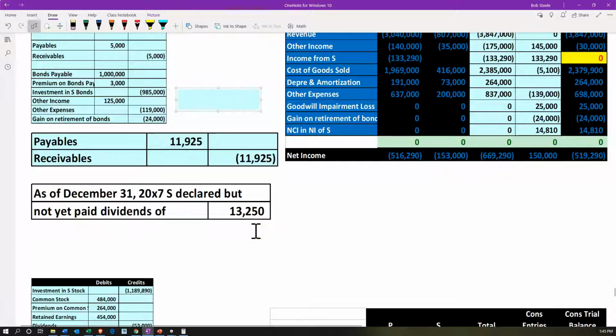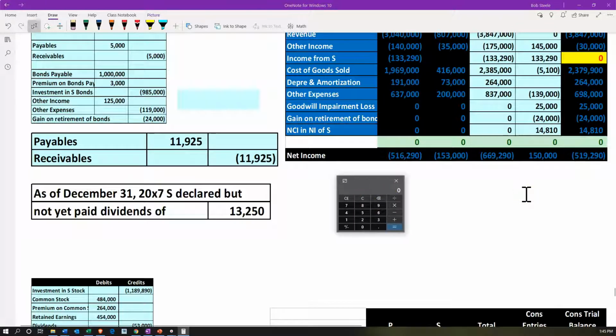That's going to result in a receivable and a payable for the intercompany dividends, dividends receivable and dividends payable, that we're going to have to reverse out in a similar way as if we had accounts receivable and accounts payable. That would be for the $13,250 times the parent's portion, or 90% of it. So we would expect to find in the receivables and payables $11,925 on our books here.